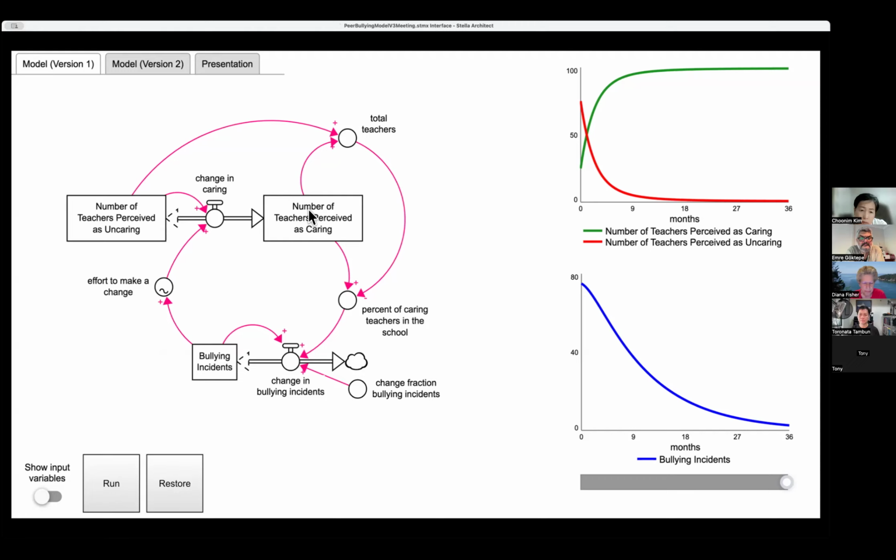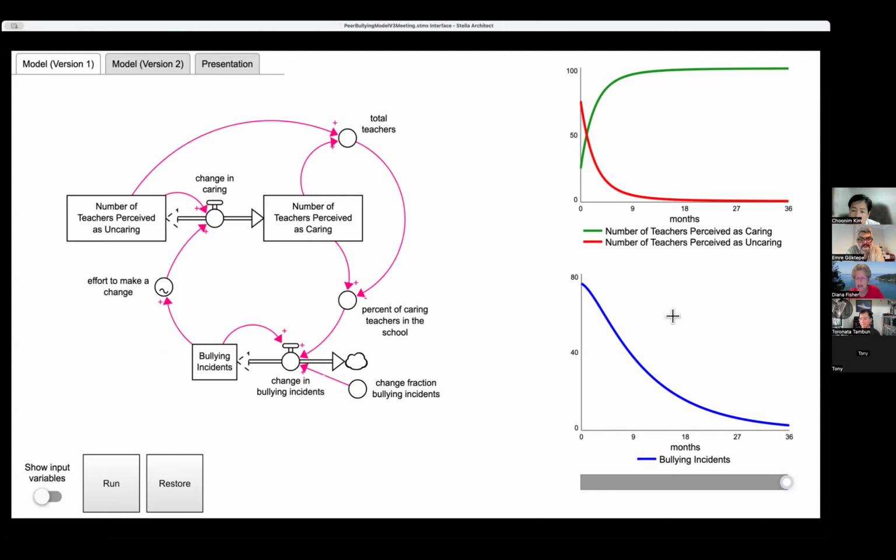And so we thought, well, we want a complete feedback. So we added up these two sets of teachers to make total teachers in the school. And we wanted to see what percentage of the total teachers were caring. And based on that percentage, students would either, if the caring teachers were very small, we might get more bullying incidents. But if the percentage of teachers was larger, then we might have a reduction in bullying incidents. And so we knew this was simplistic, but it was the beginning of a model.